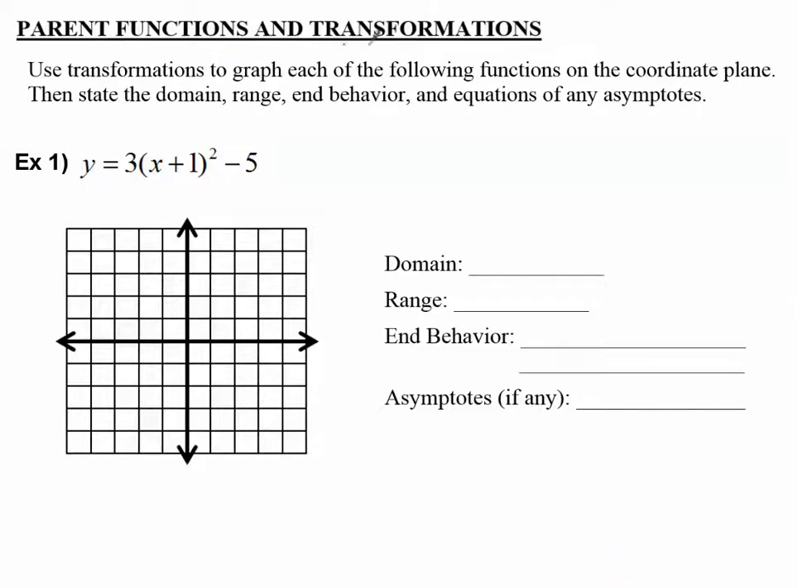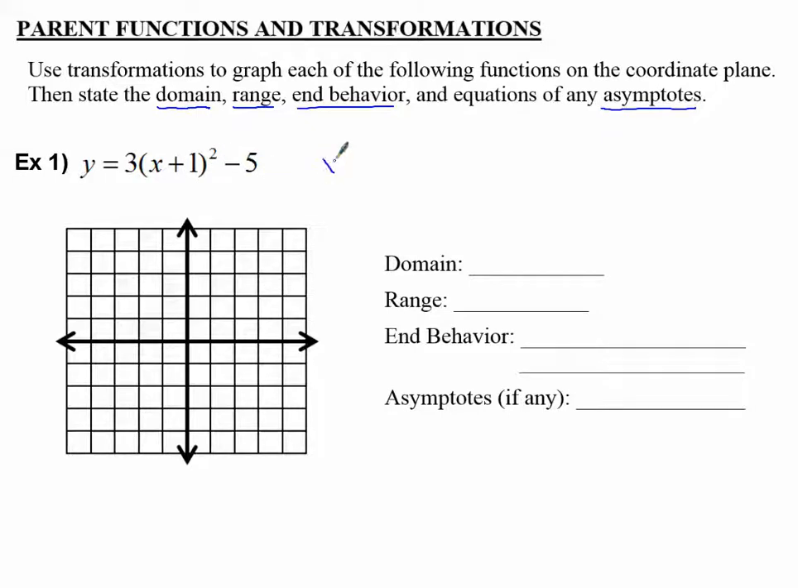Parent functions and transformations. Use transformations to graph each of the following functions on the coordinate plane. Then state the domain, range, end behavior, and equations of any asymptotes. Example 1. y equals 3 times the quantity x plus 1 squared minus 5.